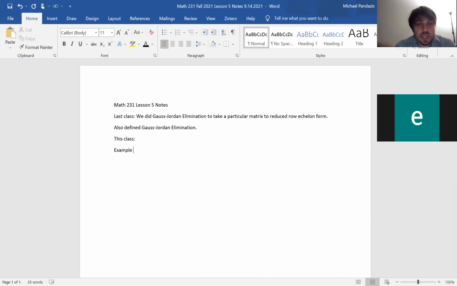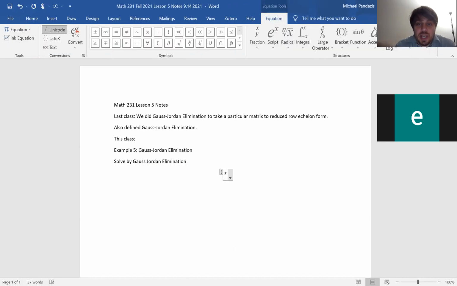So the first thing we're going to do is example 5. Example 5 is an example solved by Gauss-Jordan elimination. Here's the system. The first equation is x1 plus 3x2 minus 2x3 plus 2x5 is equal to 0.